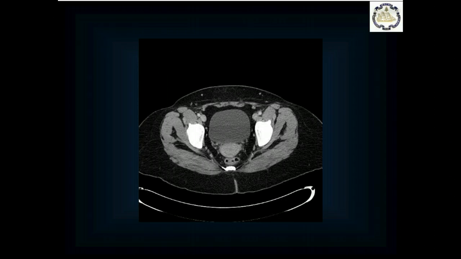This cut is from much lower down. Those two bright white structures you're seeing are part of the pelvis. So you're down at the level of the pelvis, almost to the level of the hips.